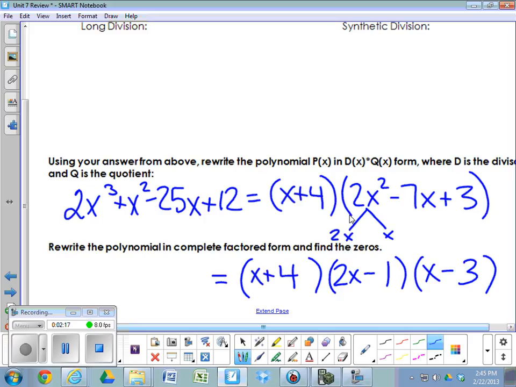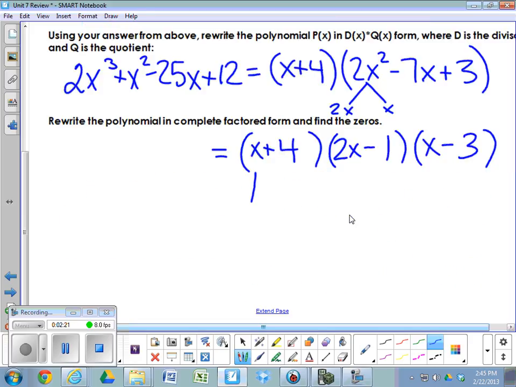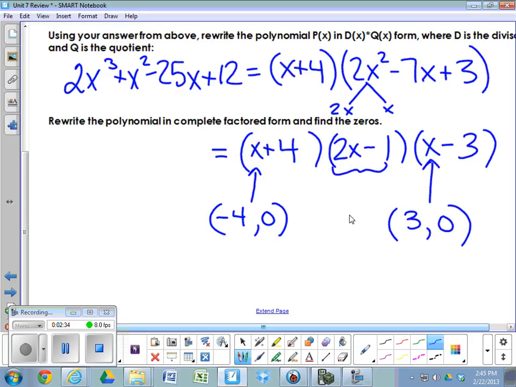Okay? So we now know the zeros of this function. They are negative 4, which would produce 0. Let's go to this one. 3 would produce 0. And then some people are kind of confused by this part. Some people say 2, or 1, 2. What is it? It's 1/2.